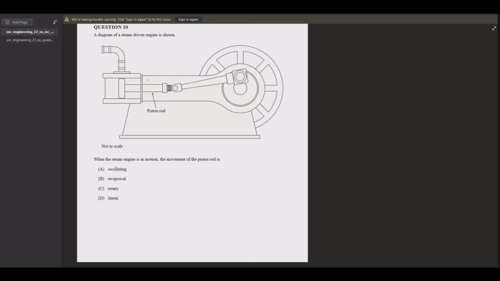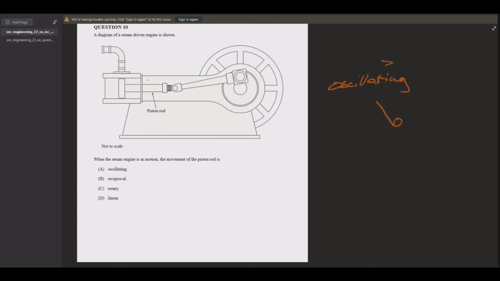So our different types of motion, we're going to have, first, the easiest one, linear. That's moving in a straight direction in one direction. If we're having rotary, that's going to be circular motion, so moving around in a circle. Nothing more, nothing less, really. And oscillating. This is your pendulum.